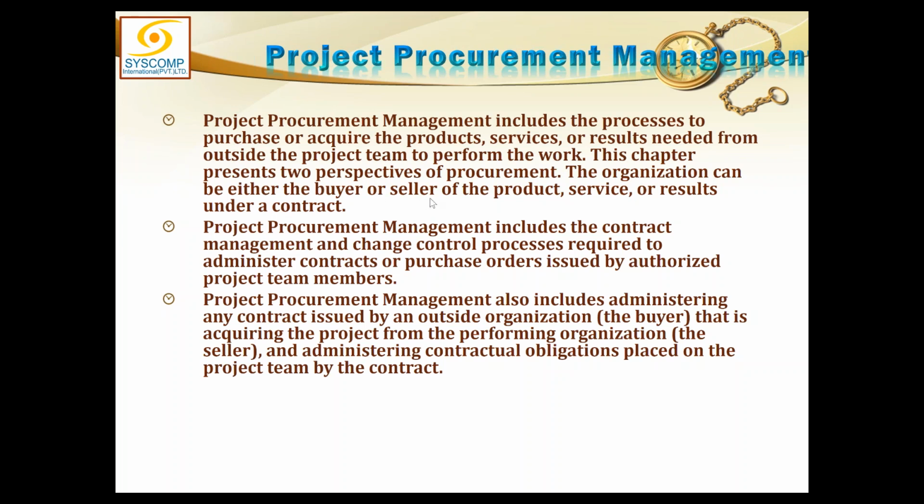So this chapter presents two perspectives of procurement. An organization can either be a buyer or seller of the product, service or result under a contract. What does that mean? An organization can either be a buyer or a seller. Anyone who can help me on that? In a contract, who is the buyer and who is the seller? So we are the buyer and the other person is the seller, the vendor. The subcontractor is the seller. Yes, exactly. We are the buyer and he is the seller.